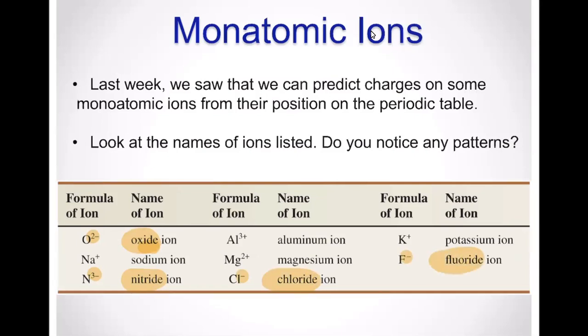So remember, the nonmetals become the anions, and their name will end in IDE. Whereas the cations, sodium, aluminum, magnesium, potassium, keep their elemental name. Nothing changes. But for oxygen comes oxide, nitrogen, nitride, chlorine, chloride, and then fluorine becomes fluoride. So it ends in IDE if it's the anion.